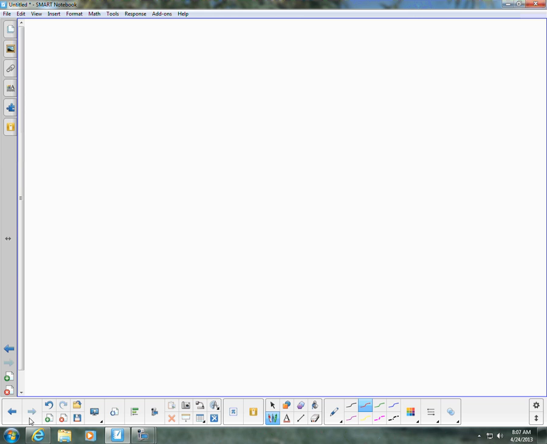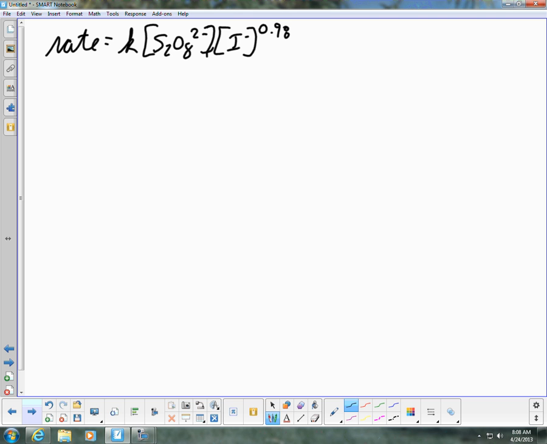So I'm going to write what I know. Rate is equal to K times the concentration of S2O8 2 minus to the 1 power, and I don't really want to write 1. So I'm just going to write that, times the concentration of I minus to the 0.98, right? Now I need to solve for K. I would like you four right here to use equation 1 and solve for K. I want you four right here to use equation 2 and solve for K. And the rest of you use equation 3 and solve for K.